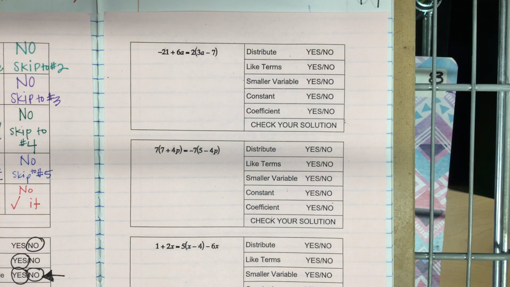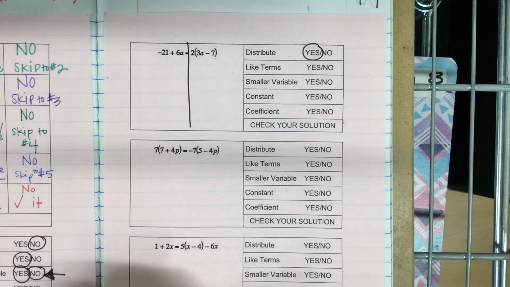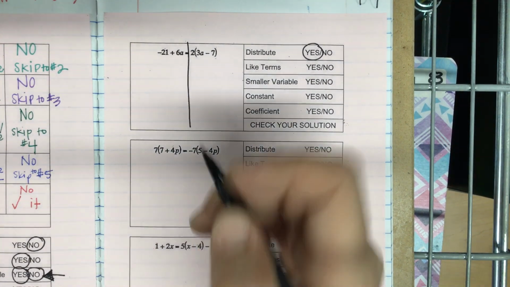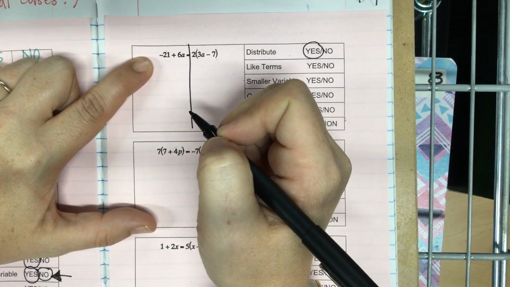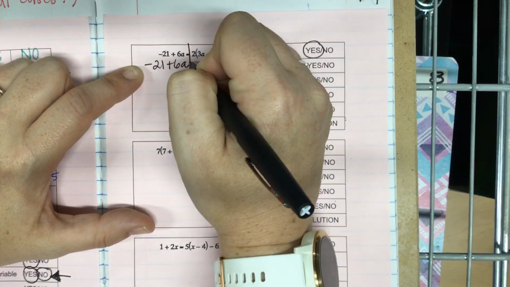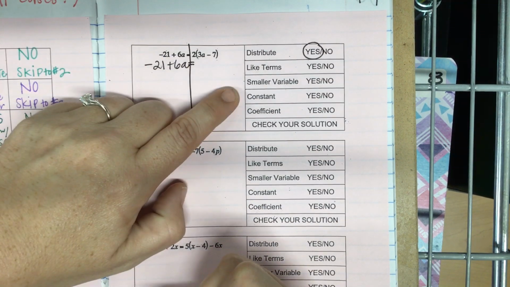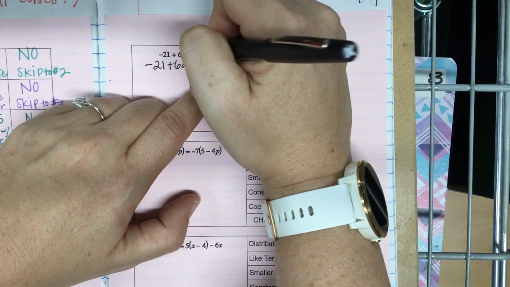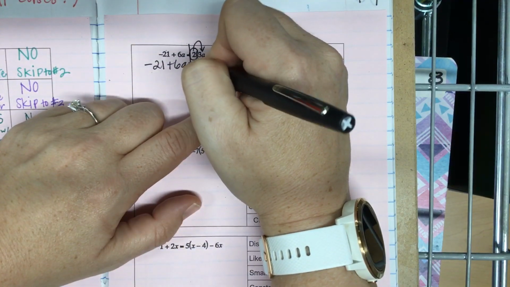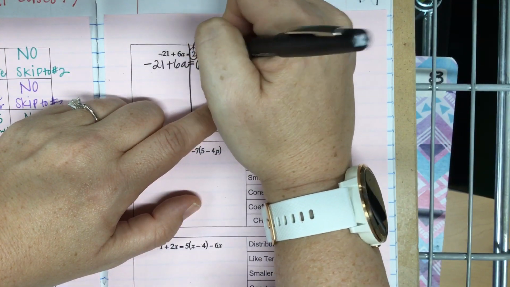Are there parentheses? Do we need to distribute? So, do I need to distribute on the left side? No. -21 plus 6a. Braden, please take your stuff into the hallway. On the right side, I need to distribute. 2 times 3a is 6a. And 2 times -7, take your stuff please, is -14.